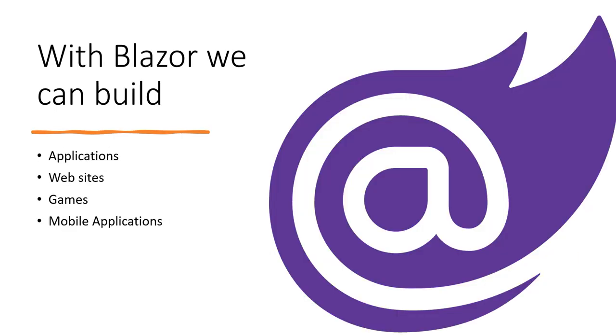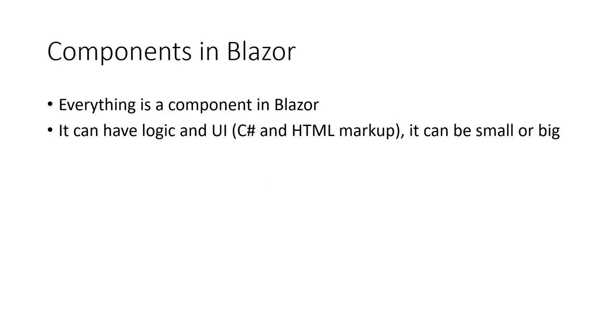So what can we build with Blazor? Actually, we can build web applications, websites, games, mobile applications too, and also hybrid applications for desktop as well. With that, we have to know a few things, like in Blazor, everything is a component. If we want to create anything, like a button or any UI, whatever it is, small or bigger, everything is a component in Blazor.